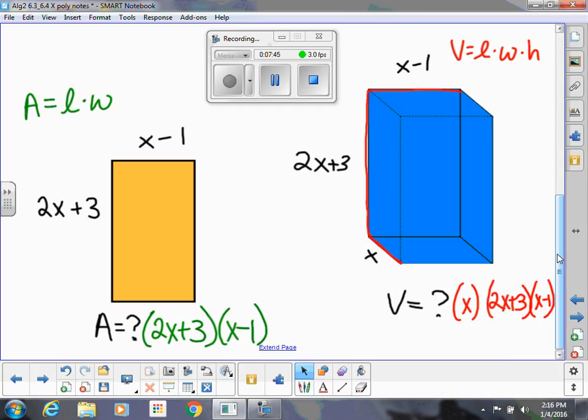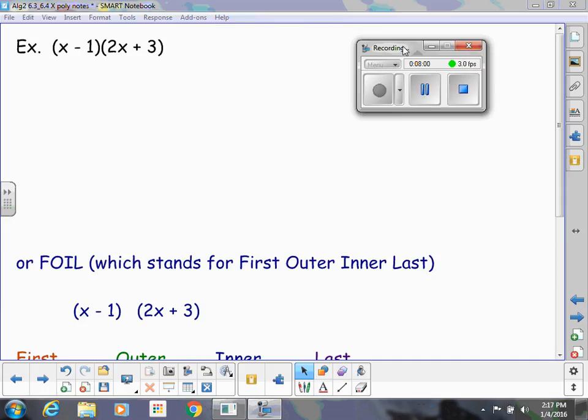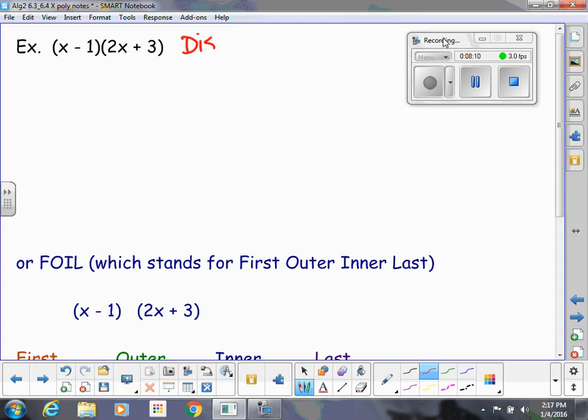Okay, so what we're going to talk about next is how do we simplify these expressions, because I don't want to just leave them with a bunch of parentheses. It means more to us, and we can do more with the polynomials if they're in standard form. So, reminder about multiplying polynomials. Remember, these are two binomials, which means they have two terms, and it's just distributing more than once.